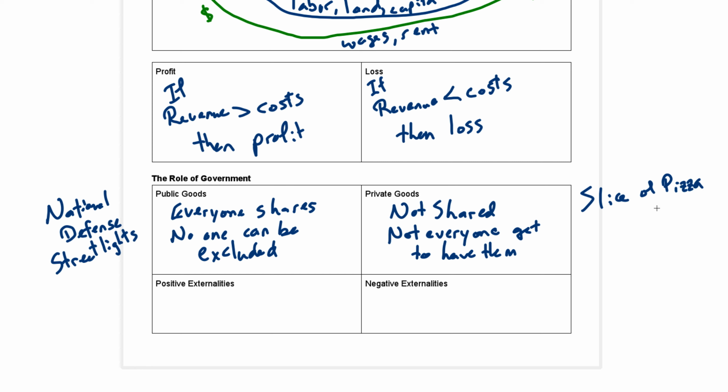So a slice of pizza, I'm not sharing this, right? It's mine, and it's only mine. It is not shared. And I had to pay for it. So you don't get a slice of pizza because I paid money. And if you don't pay money, then you don't get no slice of pizza.